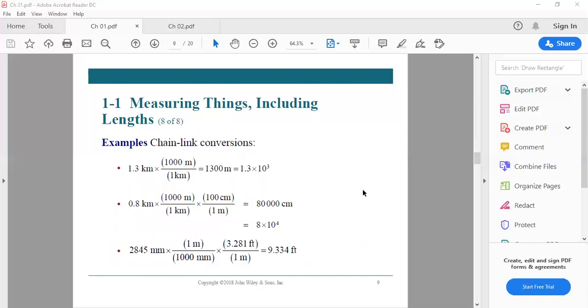So here you've got some examples that you can work through regarding chain link conversions. I'm going to leave that to you. I trust that you can do that. And if you can't, if you have some difficulties, please do let me know.